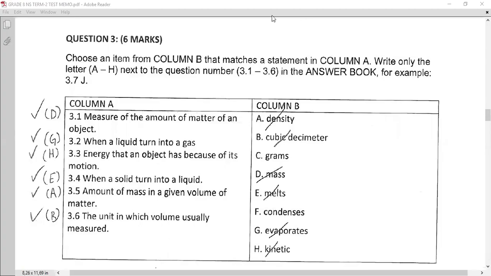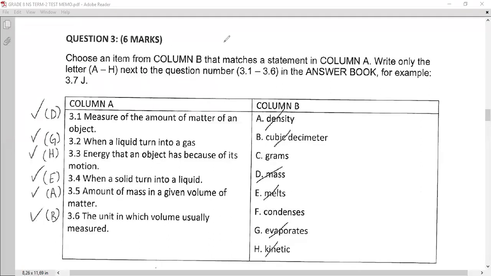So, grade 8 natural science, term 2. We were solving questions on informal tests that we had about online classes, term 2. I solved the first 2 questions, and what I am planning to do today is to solve questions 3, 4, 5, and if I can manage, 6. That's what we are planning to do today.